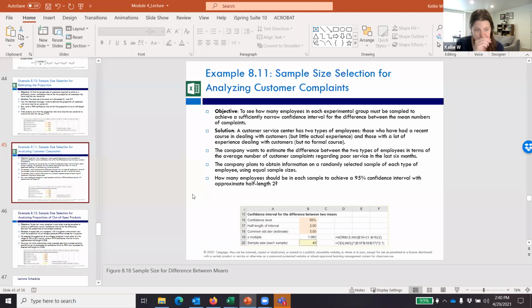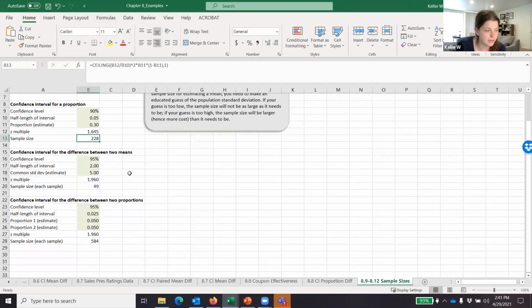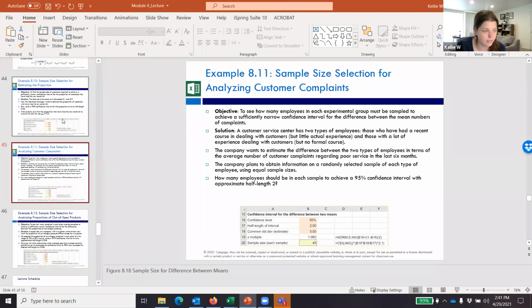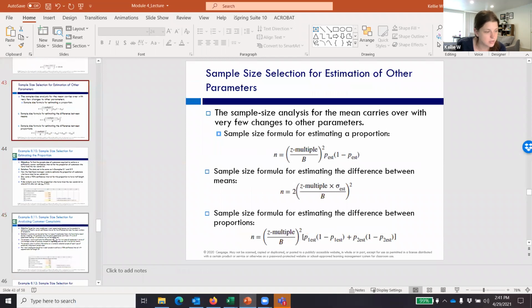They want to estimate the difference between the two types of employees in terms of average number of complaints. And they want to be sure that their confidence interval half length is about 2 with a 95% confidence interval. So in the Excel template, all those calculations are laid out for us. They plug in their half length and the common standard deviation, and they just need a sample size of 49. And those calculations are involved here.